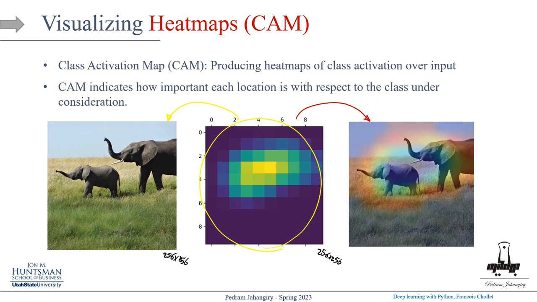Maybe the ears are more highlighted, so maybe the shape of the ears is more important, or maybe something else. I'm not an expert, but maybe this is what the model is capturing in terms of classifying that this is an African elephant.